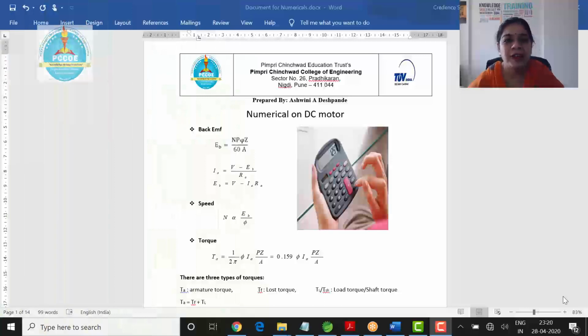Hello everyone. Today we are going to start with our numerical part of the DC machines. Now we have to solve the numericals on the DC motor.